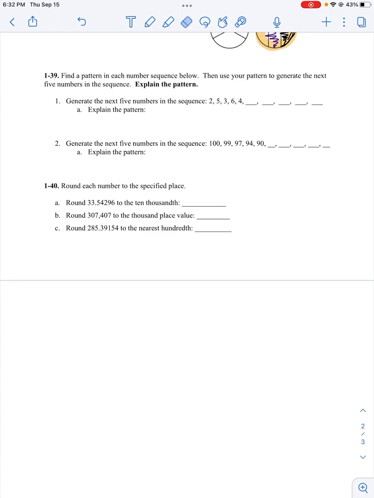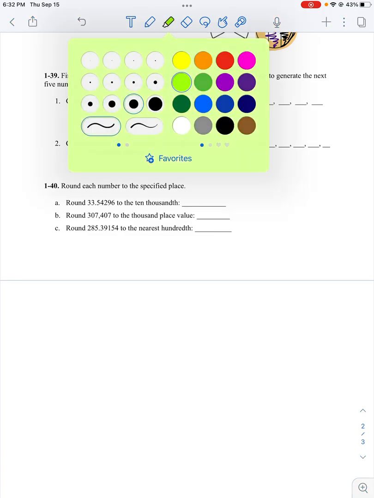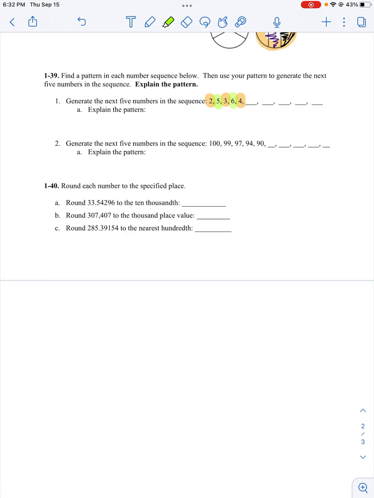Oh, but here's something I'm noticing. 2, 3, 4, 5, 6. What do you think comes next? Should be 7. And then I have to finish the orange pattern. So 2, 3, 4, 5, 6, 7, 8, 9.